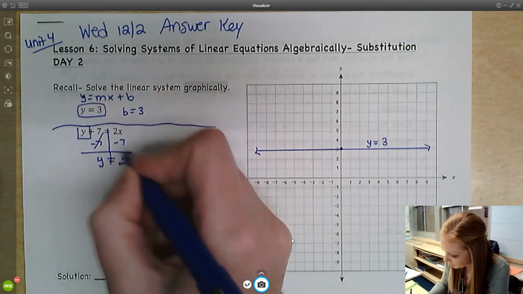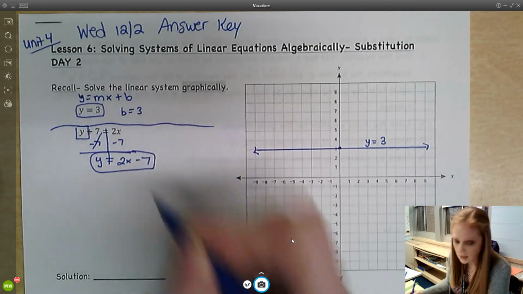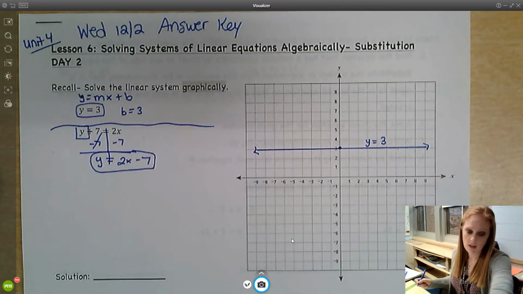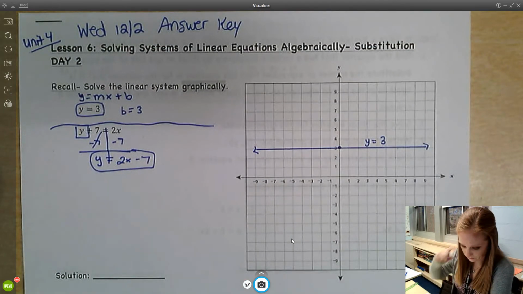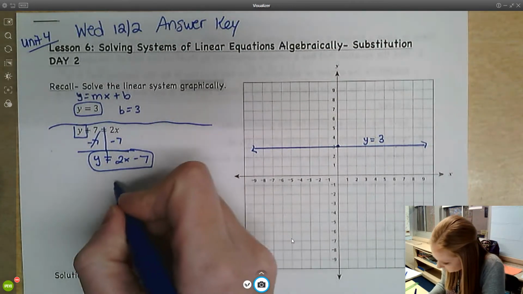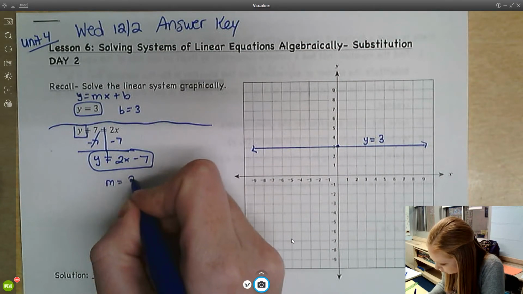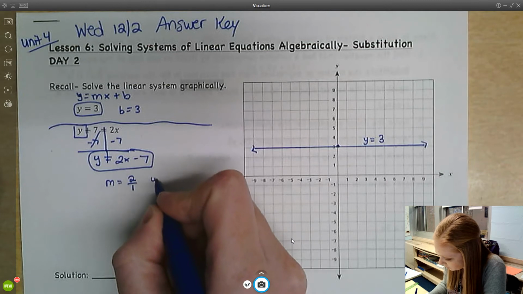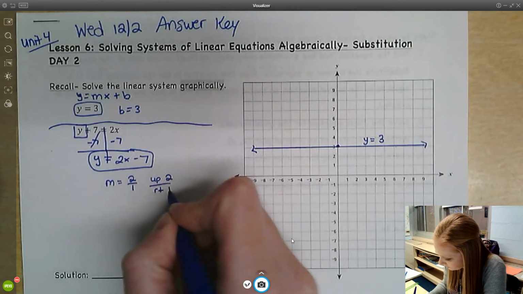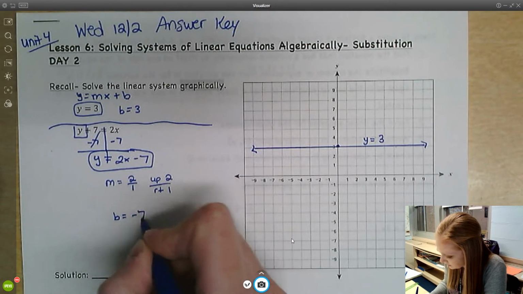So this was our first linear equation. This is our second linear equation. And now we can go ahead and graph that second linear equation. All right. So for this one, our slope is 2, right, as a fraction, 2 over 1. We're going to be going up 2, right 1. And our y-intercept is negative 7.